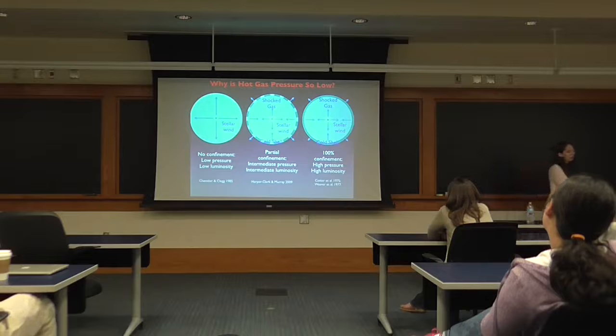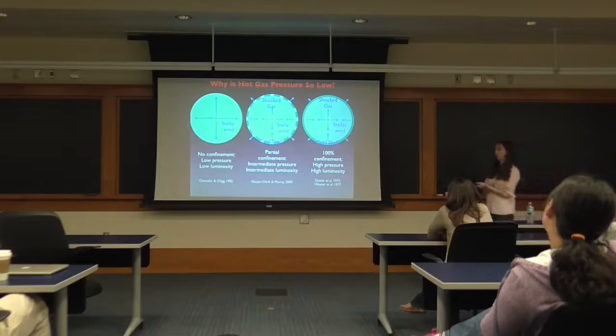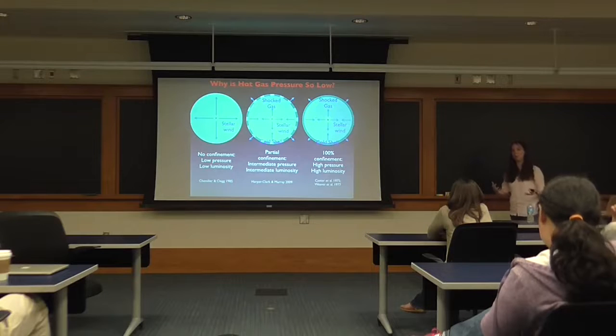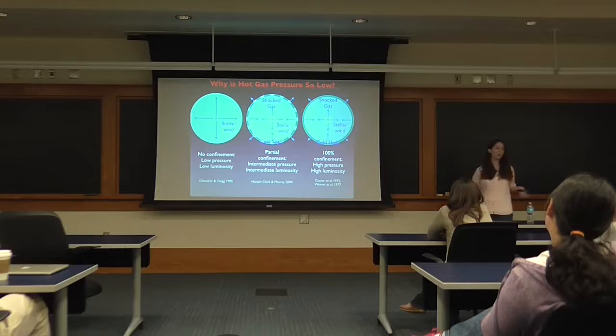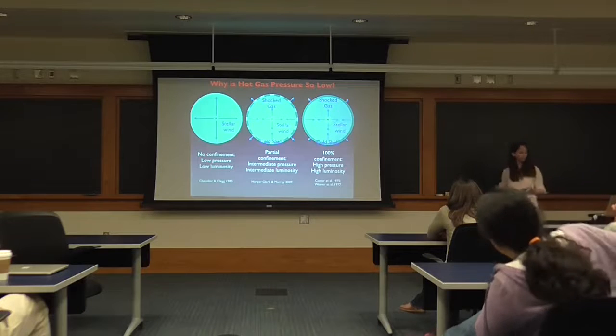So the picture that we're developing is that 30 Doradus probably represents a region that has partial confinement. That is, the hot gas is not fully confined. Some of it is trapped. That's where you get the elevated pressures. But otherwise, it seems to be leaking from the shell, and that's why it is not dynamically significant.